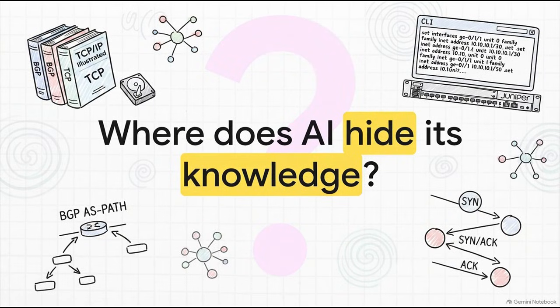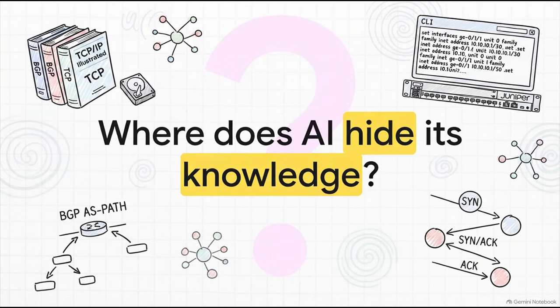And that brings us to the core question we need to answer today. Where exactly is all that data hiding? Think about it. If you ask an LLM, hey, what is BGP? It spits out a perfect definition. Ask it to explain the messy details of a TCP three-way handshake, and you get an answer instantly. It might even know the exact CLI command to configure some highly specific feature on a Juniper MX960 router.